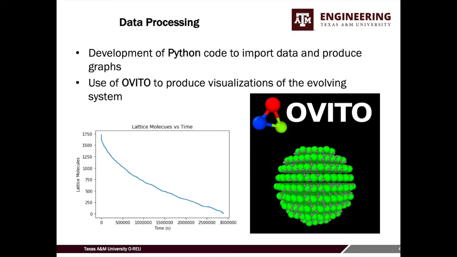So this was pretty much two major steps. The first was to develop some Python code that was able to import the data and then quickly produce graphs. And then the use of OVITO, which is some free software that is able to visualize the system as it evolved based off some .xyz files that the system outputs.